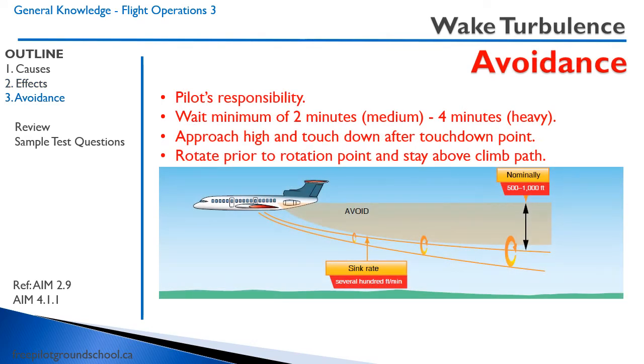Remember that wake turbulence avoidance is always the pilot's responsibility, even though air traffic control might give you a warning. Generally, the best way to avoid wake turbulence is to wait a minimum of 2 minutes if following a medium aircraft, or 4 minutes behind a heavy aircraft for the wingtip vortices to dissipate. If you cannot wait, what you can do is approach high and above the glide path, touching down after the touchdown point of the heavier aircraft ahead of you. If you're taking off, you can rotate prior to the rotation point and stay above the climb path.